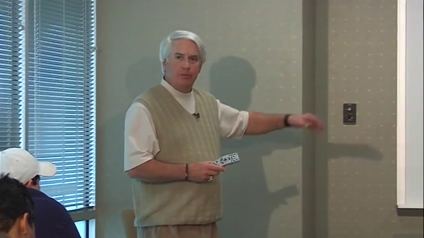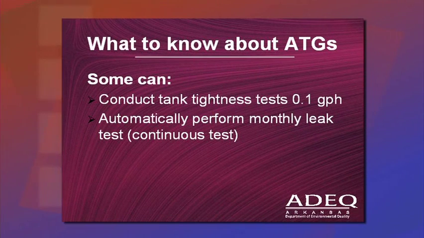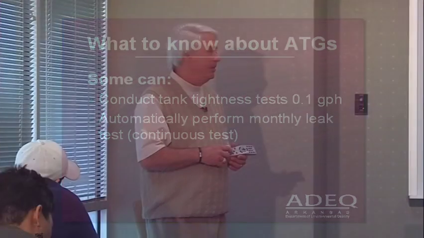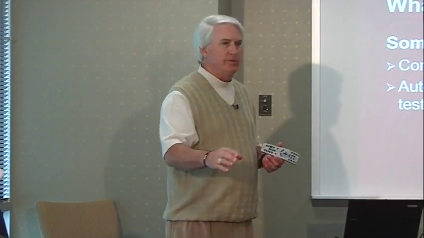So what you need to know about automatic tank gauges, like I said, depending on the probe that you have in that automatic tank gauge, some of them can perform that tank tightness test, which will go down to that 0.1 gallon per hour leak rate. So, nice little box here. Whenever you run the test, it'll run out a strip of paper that'll say you have passed your monthly release detection method or passed the 0.2 gallon per hour leak rate.